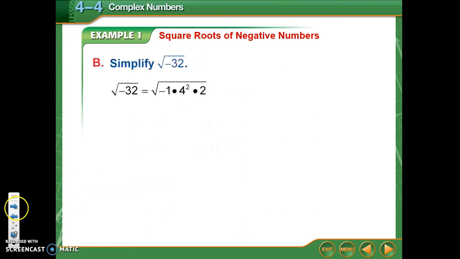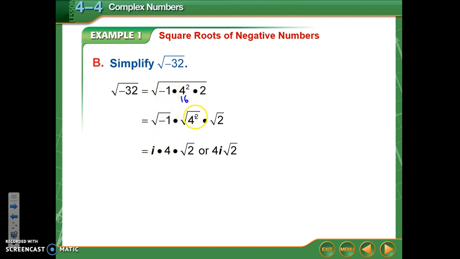Okay, same thing for the square root of -32. That's going to be a -1 times 4 squared, or 16 times 2. 16 is a perfect square. The square root of -1 becomes i. The square root of 16, or the square root of 4 squared, is 4. And then 2 is not a perfect square, so it stays under the square root. And I have 4i times the square root of 2. So I want you guys to try this one.